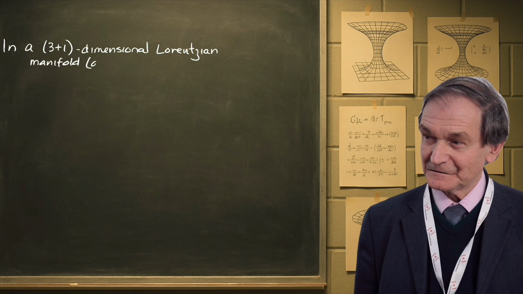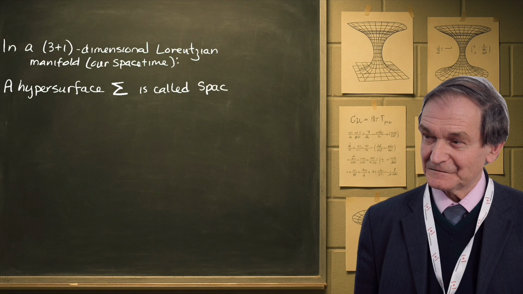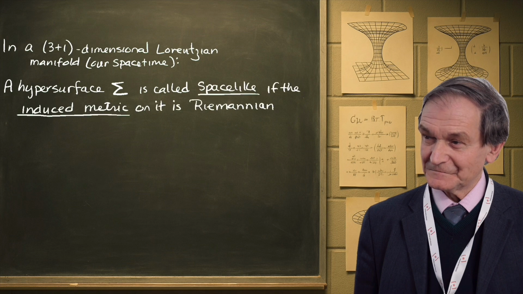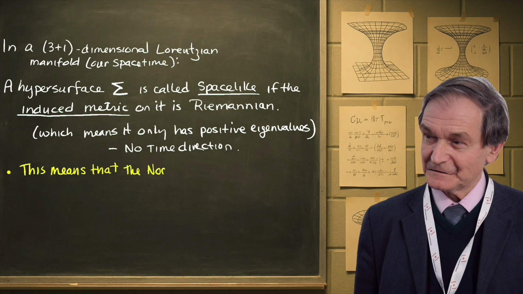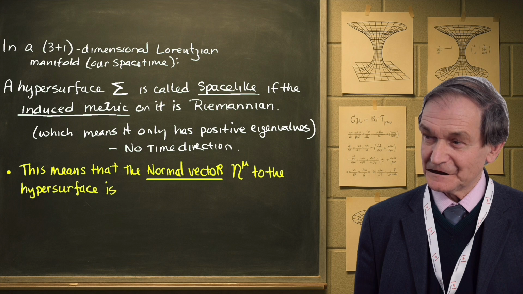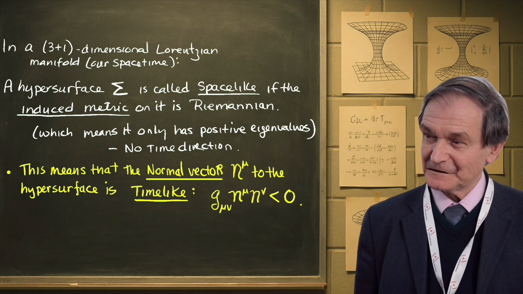More precisely, in a 3 plus 1 dimensional Lorentzian manifold, our spacetime, a hypersurface, capital Sigma, is called spacelike if the induced metric on it is Riemannian, which means that it only has positive eigenvalues, no time direction. This means that the normal vector, n mu, to the hypersurface is timelike, and therefore the metric squared with the normal vector is less than 0.